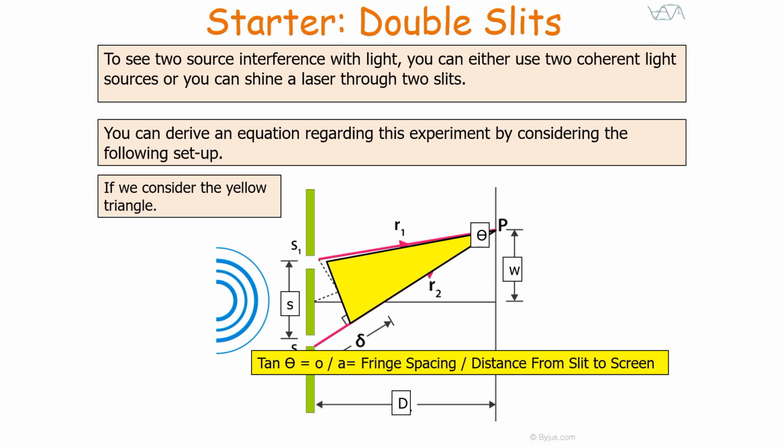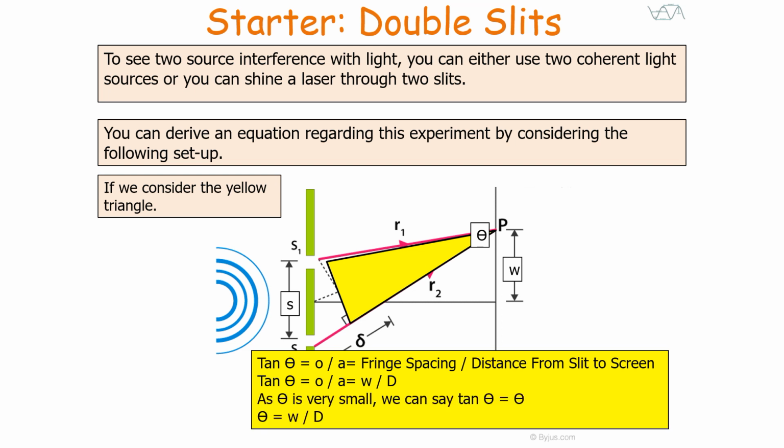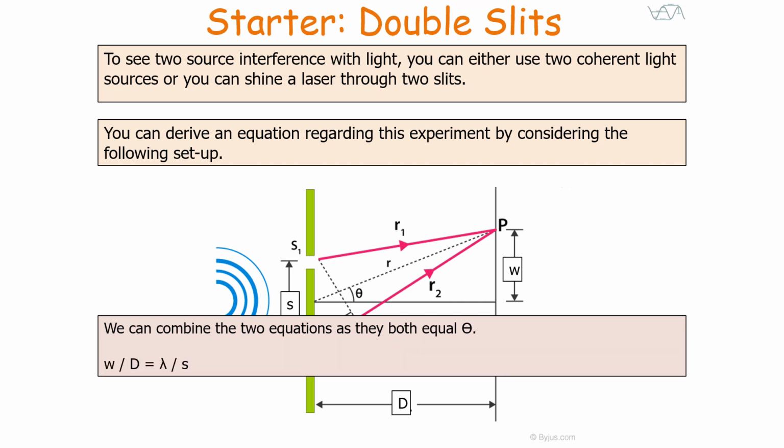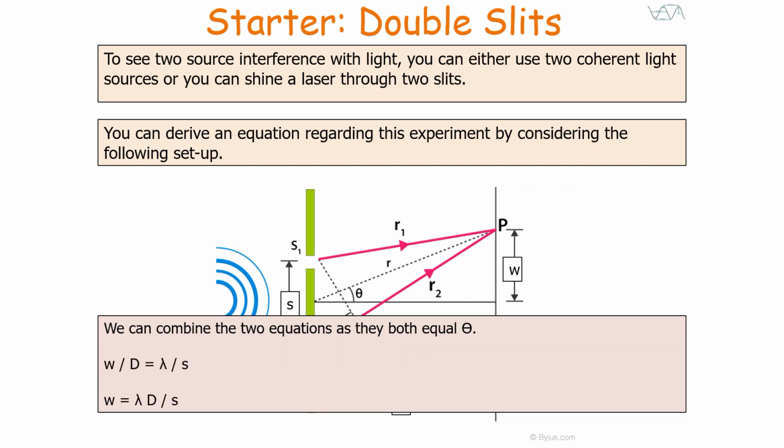Now if we consider the yellow triangle as shown on the screen, we can say that tan theta is equal to opposite over adjacent, which in this case is the fringe spacing divided by the distance between the slit and the screen. So we can say that it equals W over big D. Now again, as theta is very small, we can say tan theta equals theta, so therefore theta equals W over D. Now we can combine both these equations because they're both equal to theta, so we can say W over D equals lambda over S. So we can rearrange that to say W is equal to lambda D over S.